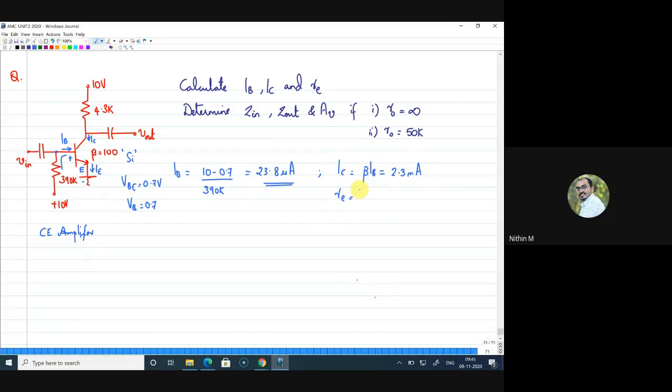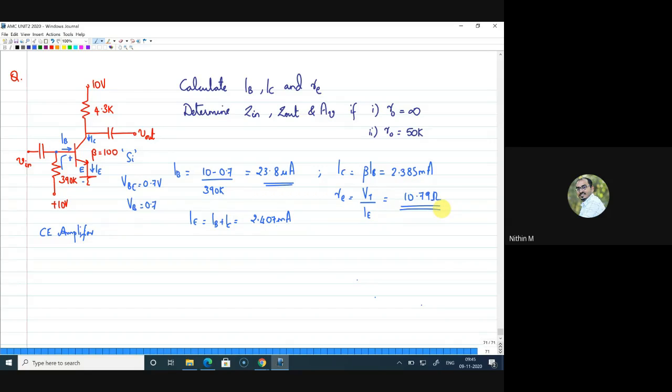What is RE? RE is actually VT divided by IE. What is IE? IE is the sum of IB and IC, which is closely 2.40 milliamps. I think if you write the exact value, we will get this. It's 2.385 milliamps. Then IC is very close. Yeah, it is 2.407, yeah, 407 or 408. So from this we'll get RE. RE is equal to 10.79 ohms. 10.79 ohms, which is small RE.